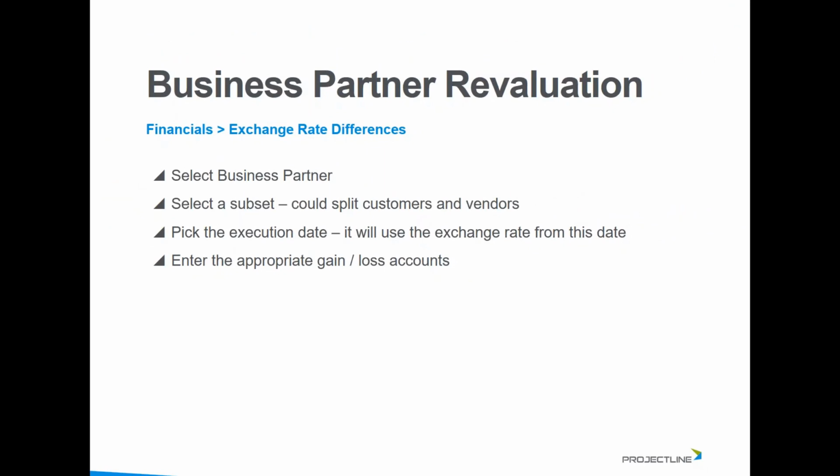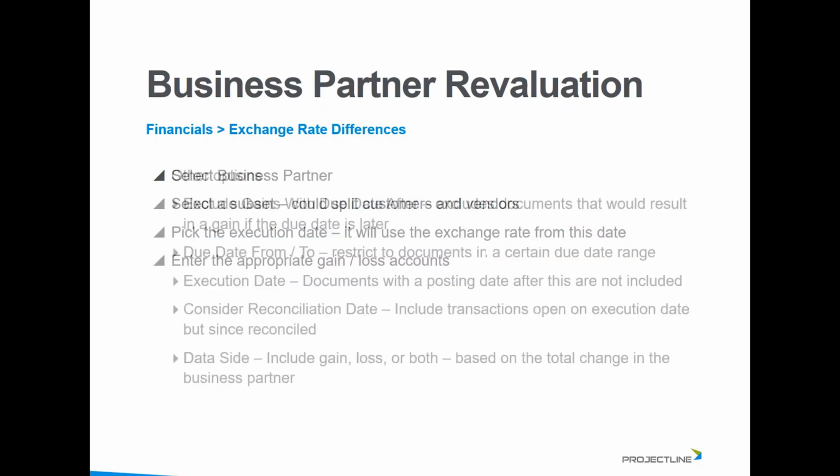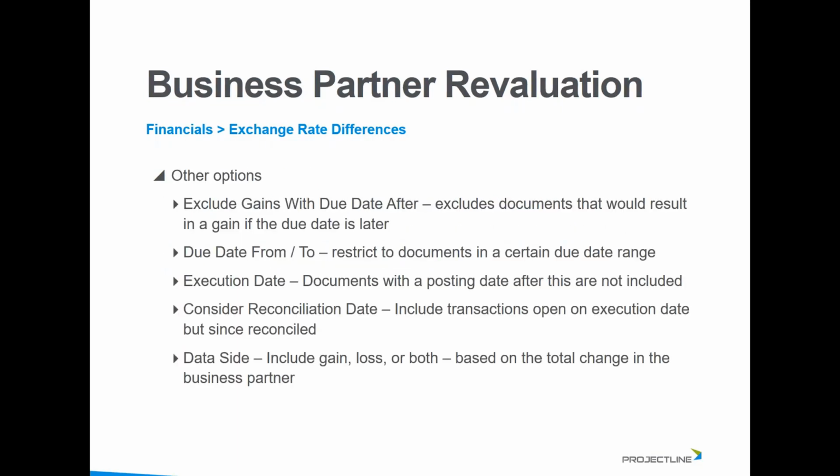So that's what I've done. I've selected business partner. I've selected all of them in my case. I've got an execution date, and I've got the accounts. There's a few more other fields I want to point out on there. We've got a section for exclude gains with a due date after. So if I fill something in there, it will exclude a document if it would result in a gain and the due date is after that time frame. And the due date to and from, I can restrict my revaluation to documents that fall into a certain due date range.